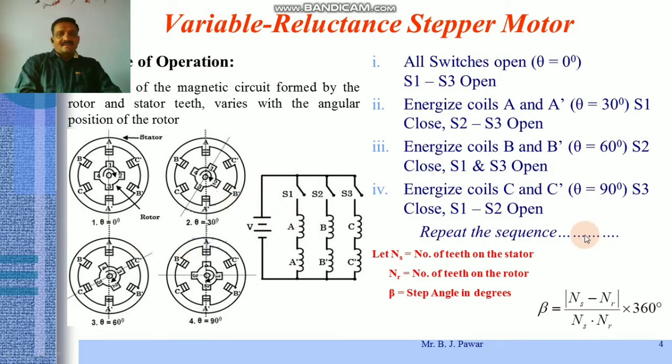Okay, now let ns be the number of teeth of the stator, that is nothing but the stationary part, or we can call it the field winding also, which is inside the yoke or the body of that motor. Then nr is the number of teeth on the rotor, that means totally 4 teeth are shown in this particular type of motor, that is 4. And beta is the step angle in degrees, so that step angle gets decided by the number of teeth on the stator as well as on the rotor by this equation, that is ns minus nr divided by ns into nr into 360 degree.